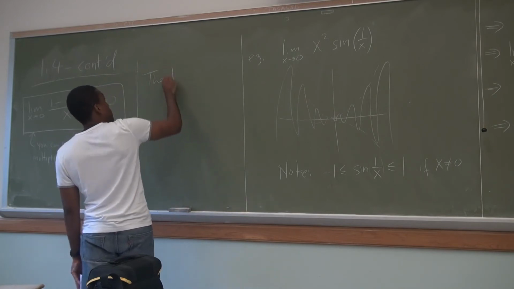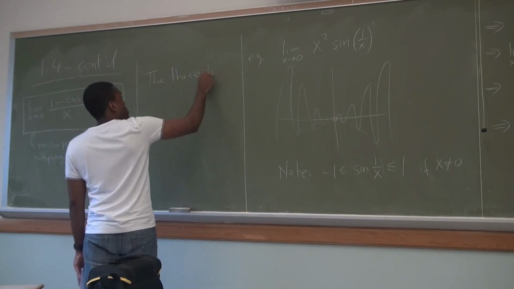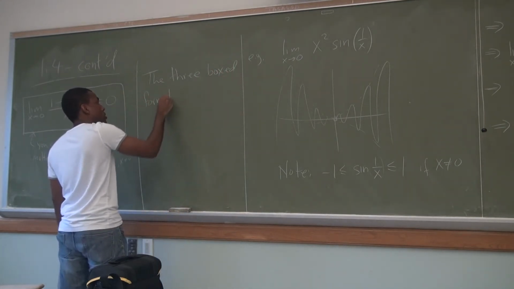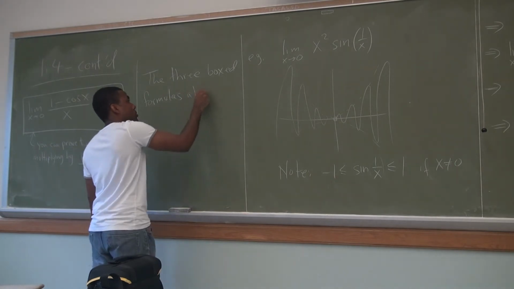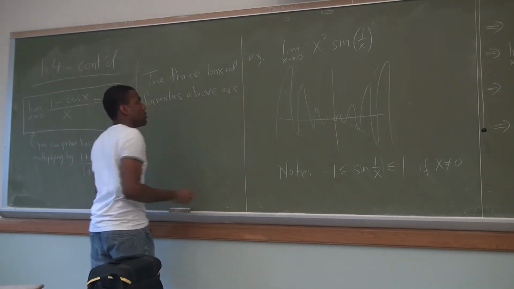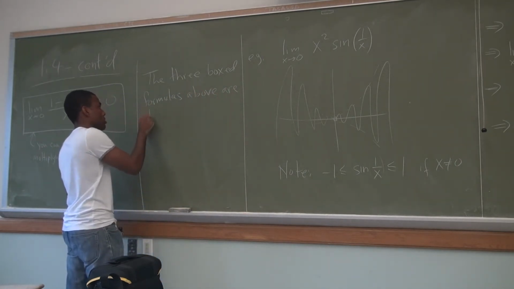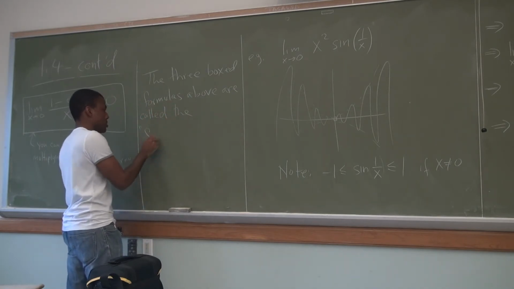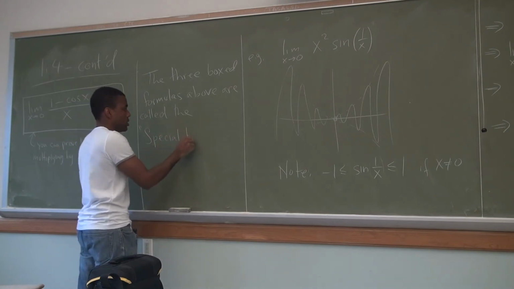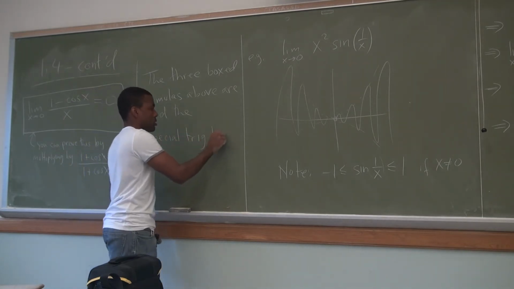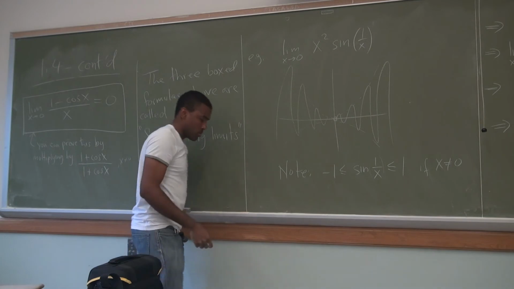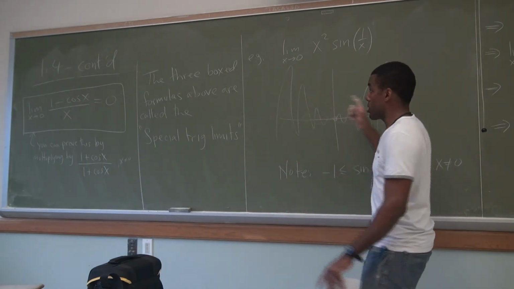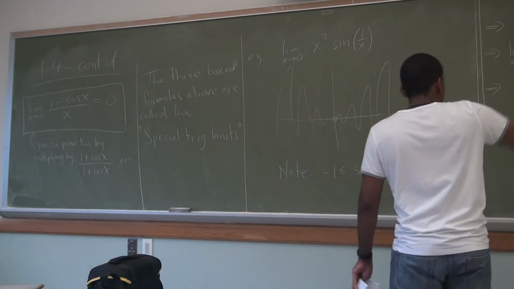Let's talk about this. The formulas above have a name. They're called the special trig limits. So if I ever say I apply the special trig limits, these are the rules I'm talking about. I mean, I apply one of these rules.